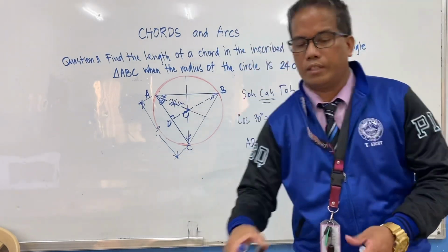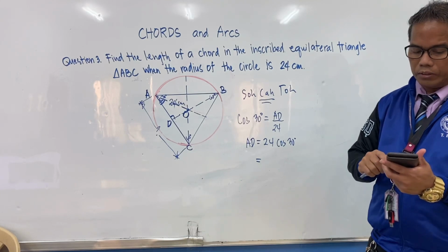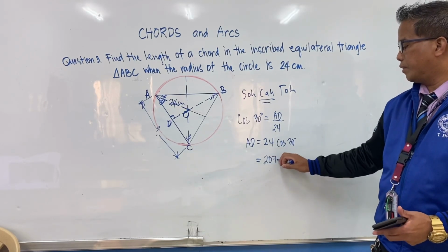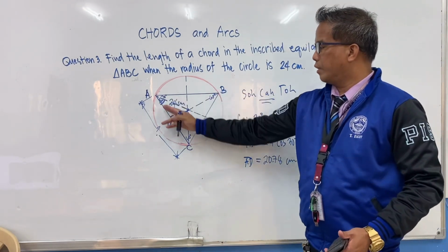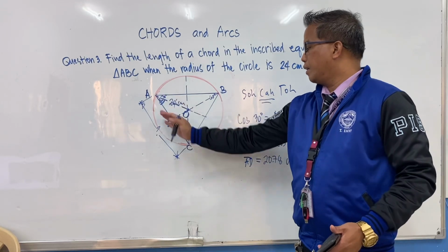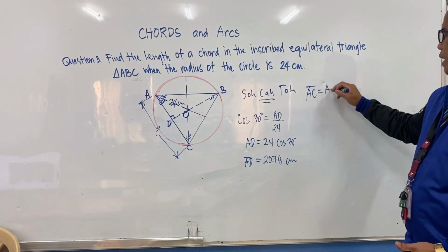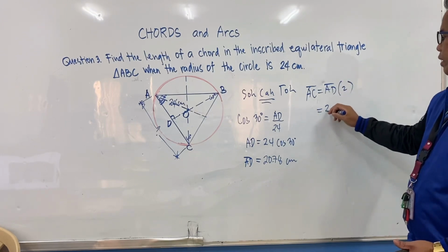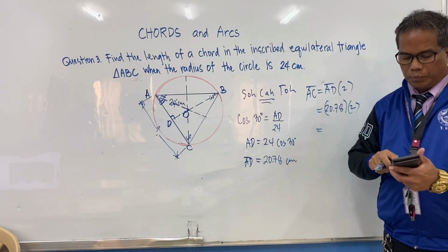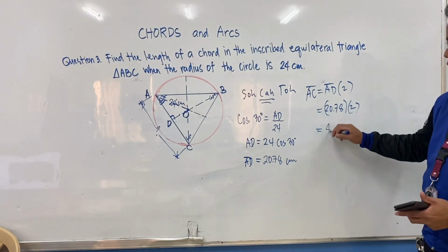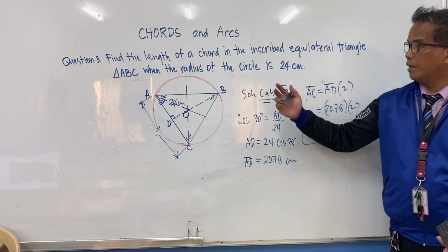So let us use the calculator. We have now 24 times cosine 30 degrees is equal to 20.78 centimeters. Then since we have a perpendicular bisector to segment AC, to find AC, which is the chord, we have now AC is equal to AD times 2. So we have 20.78 times 2, so it's equal to 41.56 cm. So this is now the answer in question number 3.